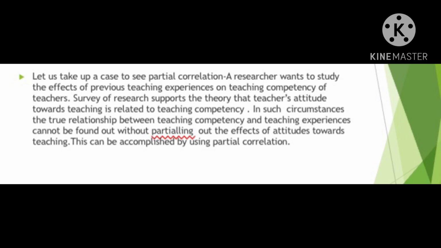A researcher wants to study the effect of previous teaching experience on the teaching competency of teachers. You know that teaching competency depends on many factors, not only teaching experience. Here, the researcher conducted a survey before starting his experiment and found that teachers' attitude also affects teaching competency. In such circumstances, the true relationship between teaching competency and teaching experience cannot be found without partialing out the effect of attitude towards teaching. This can be accomplished using partial correlation. Here we can see the correlation only partially.